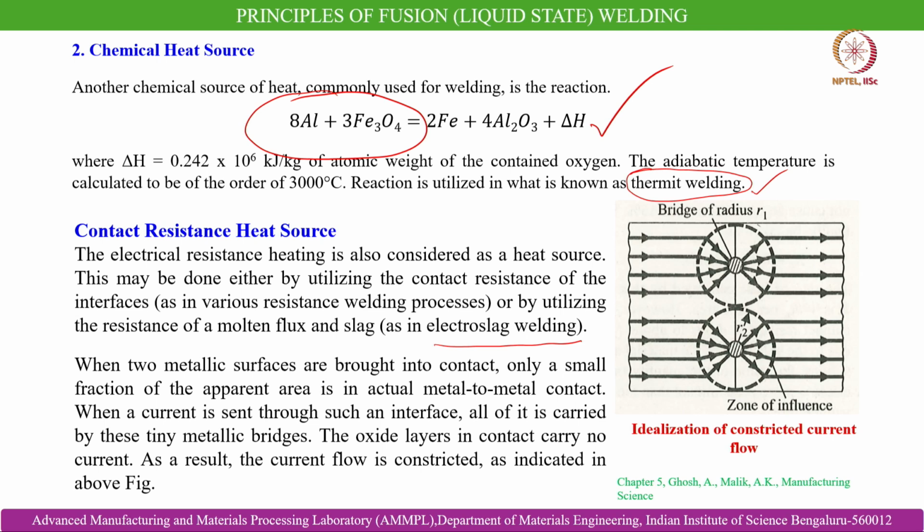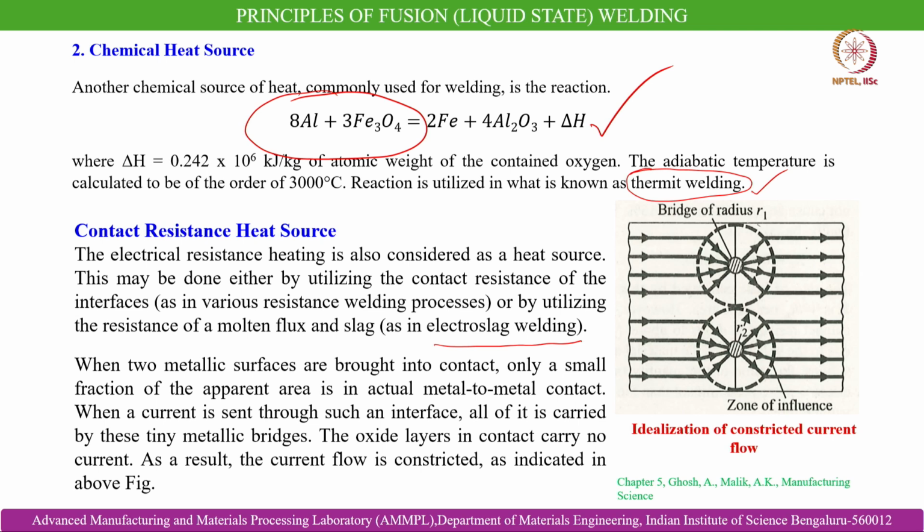And doing the fusion welding thereby. So, you can see here, when two metallic surfaces are brought into contact, only a small fraction of the apparent area is in actual metal to metal contact. Why? Because, for example, aluminium is very much prone to oxidation, even magnesium is very much prone to oxidation. So, there is an oxide layer which is already present over the surface of the metal.